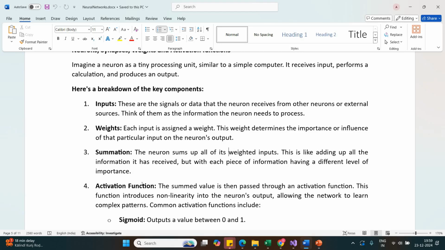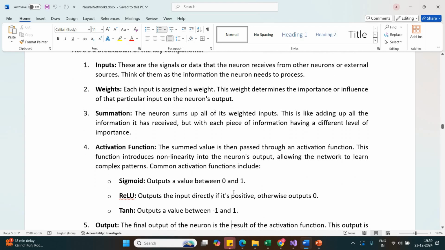And after summation comes the activation function. What is the activation function? These summed up values are then passed through an activation function. I mean, all the values that you have collected for the different weighted inputs are passed to the activation function because it will perform the real task. This function introduces non-linearity into the neuron's output. Non-linearity means the complex things. These are the complex things: identifying the face of a cat, then identifying the stomach, fur, all these things.